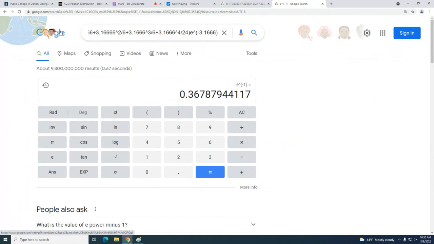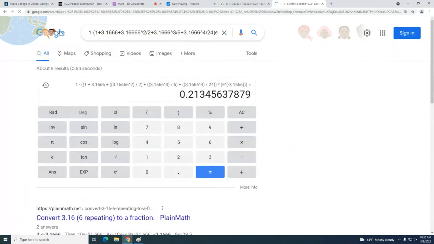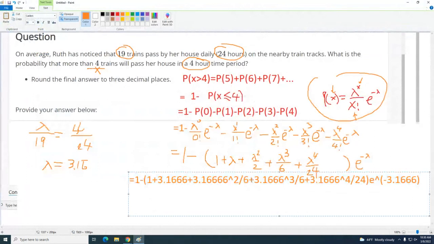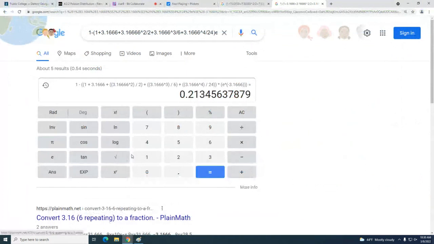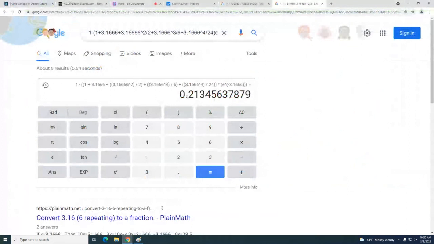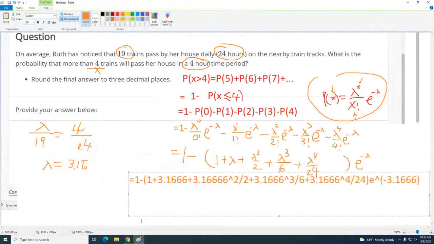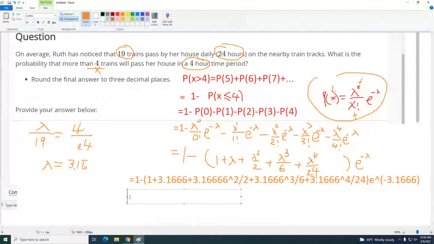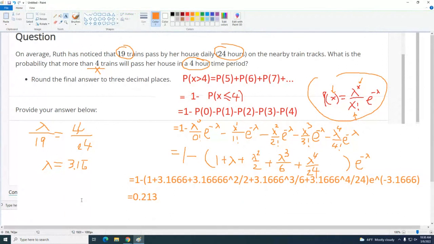Oh, it should be 2. Yes, thank you. Alright, so I think, thank you. That's supposed to be 2. But once we have everything entered, how many decimals do we need? We need 3 decimals. If it's 3 decimals, we have 0.213. That should be the solution.